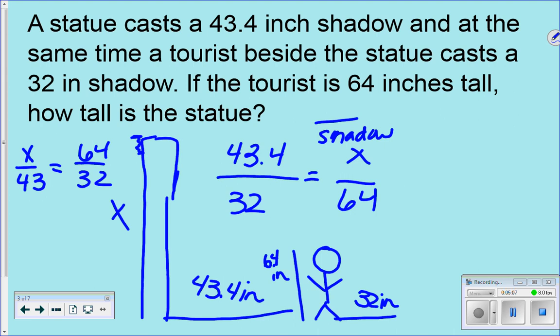So then let's do our multiplication. Actually, you could do this one very simply. You could do this one in your head. Let me show you. 64 is 2 times 32, so 43.4 times 2 is 86.8. It's fine, but you can't always do it like that in your head. You have to do your cross products. Okay, I'm going to move to the next one. 86.8.